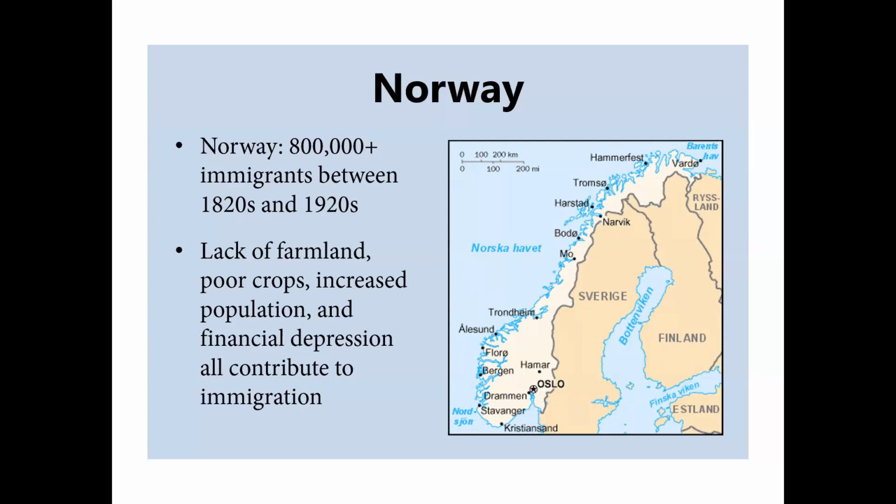And there are quite a few push factors, so reasons for people to immigrate, in Norway. And some of those is the lack of farmland. If we think about what Norway looks like, it's very rocky and mountainous, and it maintains a cold climate. So when the population of Norway kind of booms in the mid to late 1800s, there's not enough adequate farmland to support these folks. There's poor crops, it leads to financial depression. So it really spurs folks to immigrate and seek a better future in the United States.